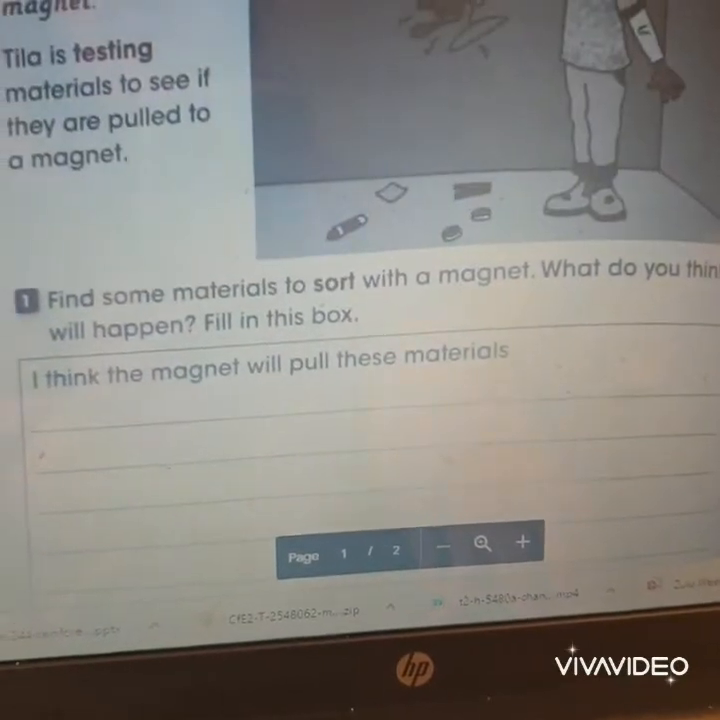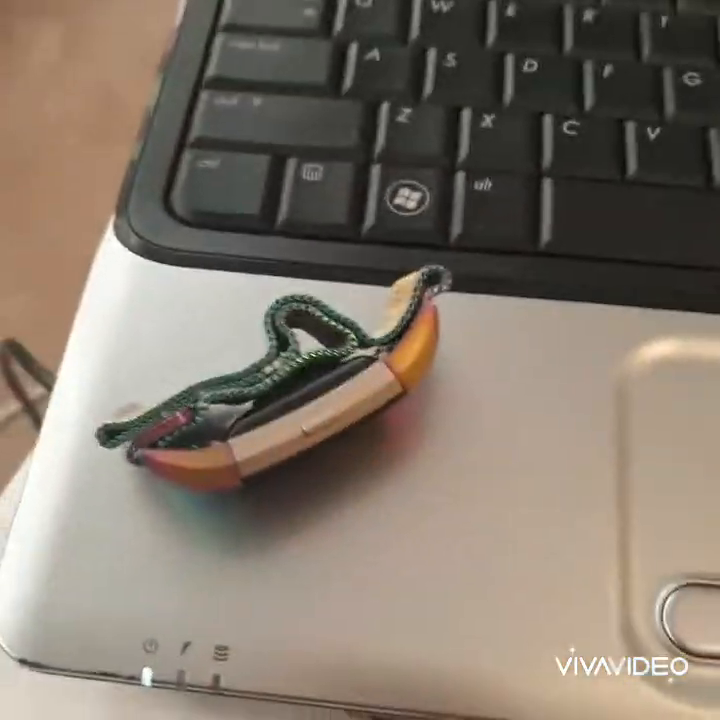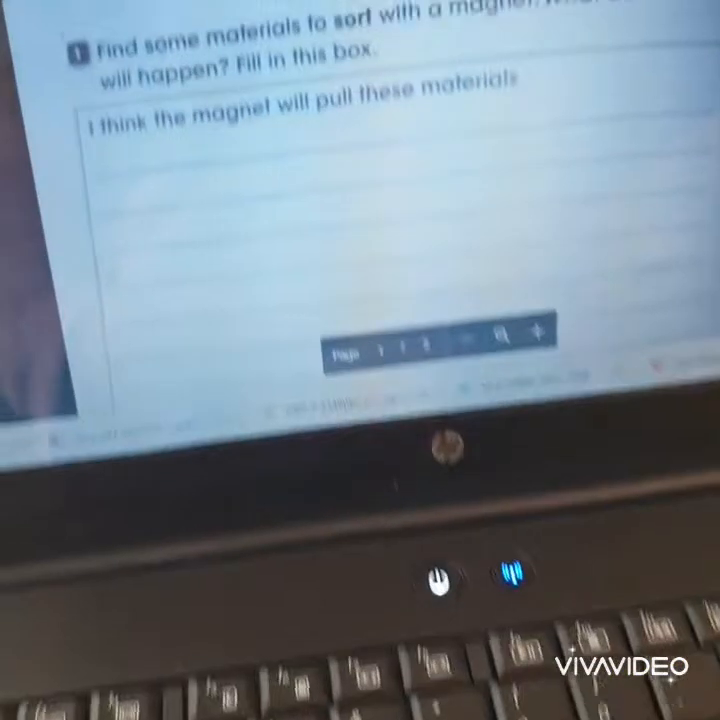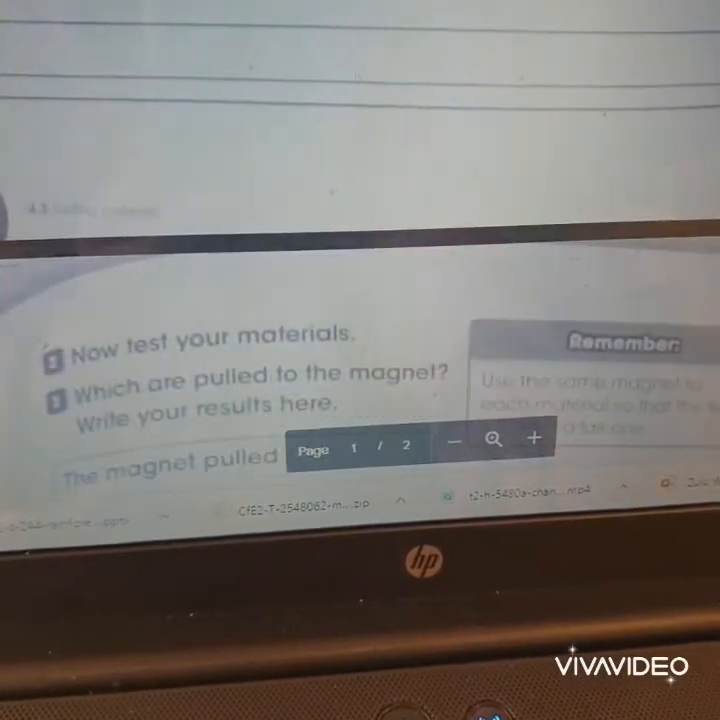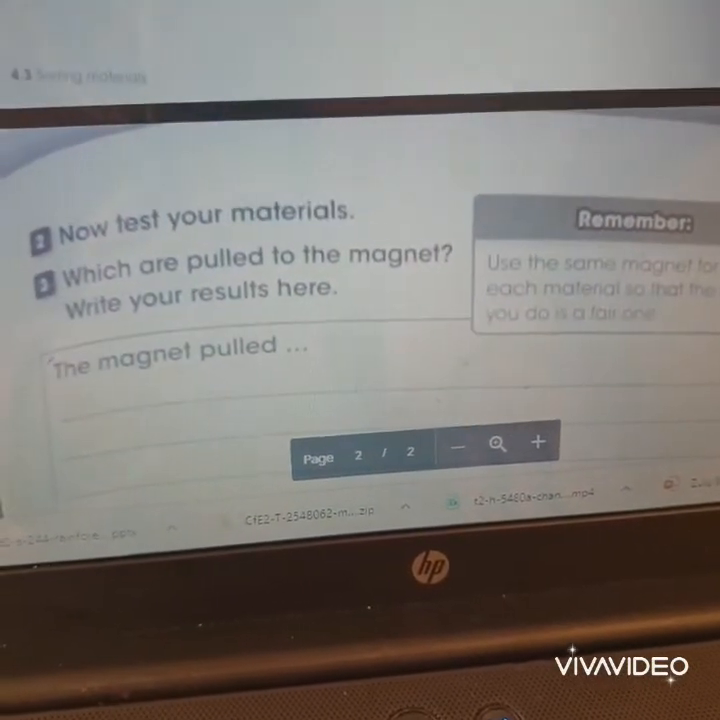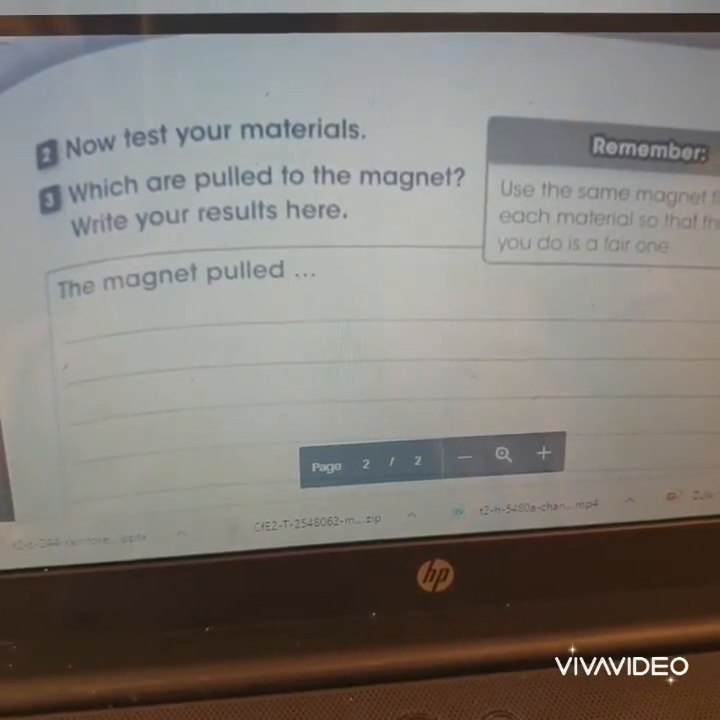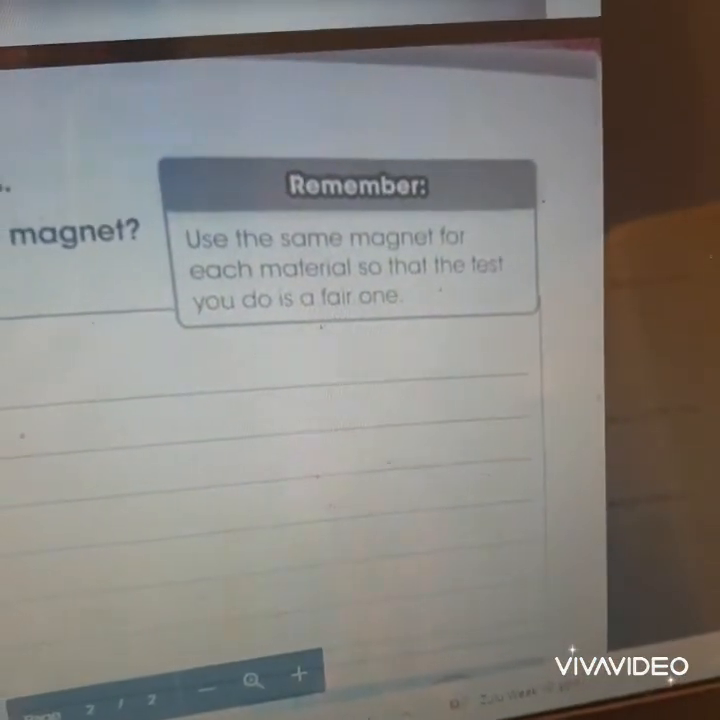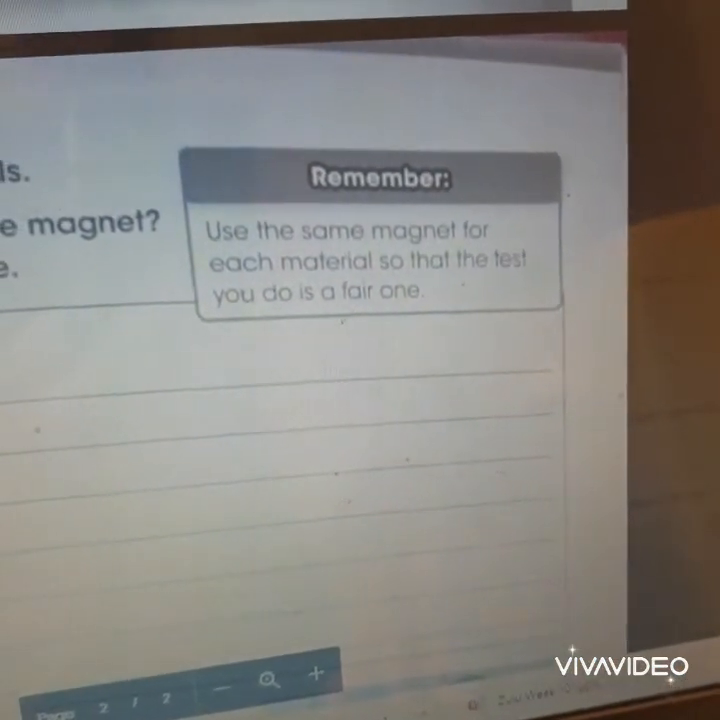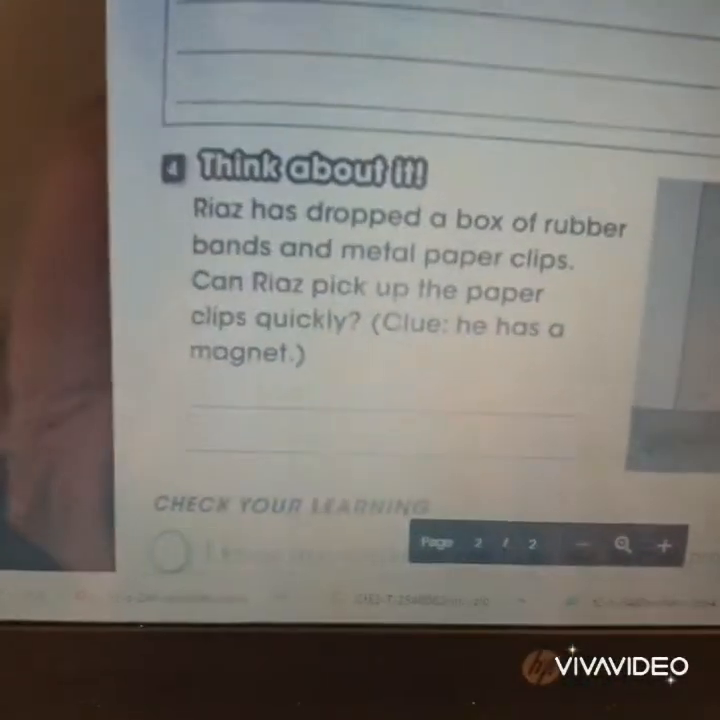And the first thing you're going to predict, I think the magnet will pull these materials. Which ones do you think it's going to pick up? Is it going to pick up those, that? You need to write what you think it's going to pick up over there. So you're guessing. As scientists, we like to guess. Then you're going to test your materials, which are pulled to the magnet, and write your results below. You need to remember to use the same magnet for each material so that the test you do is a fair one. In science, we always have to think about doing things that are fair.